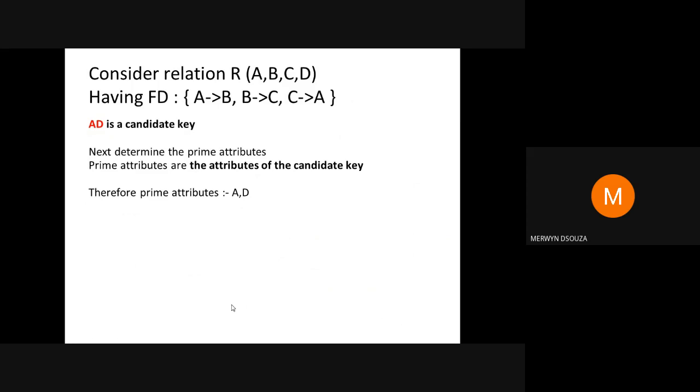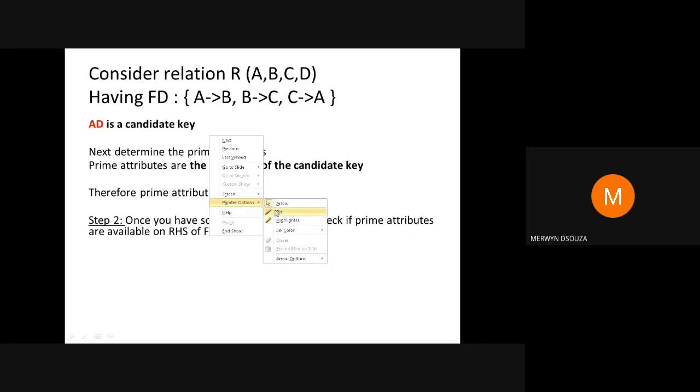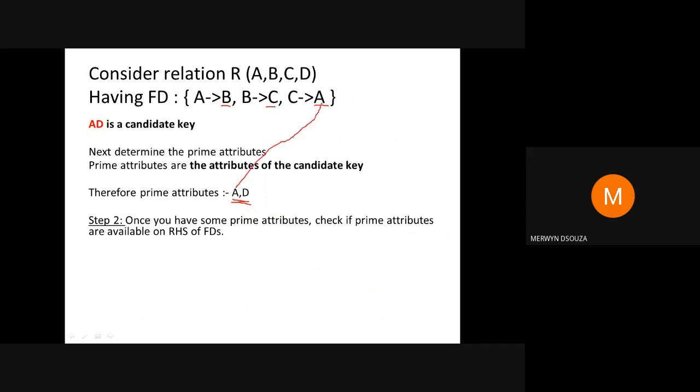To determine if there are any more candidate keys, check whether the prime attributes are available on the right hand side of the functional dependencies. So these are your prime attributes. Check whether they are available on the right hand side of your functional dependencies. Are they available? Yes. Attribute A is available on the right hand side here.